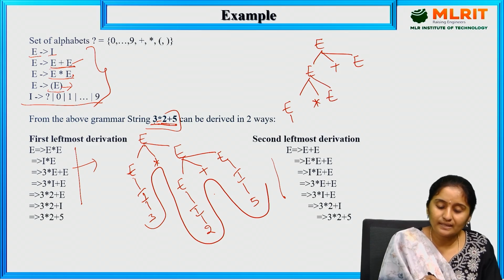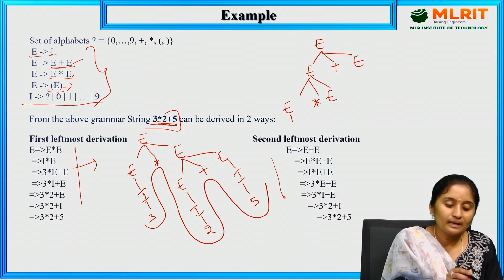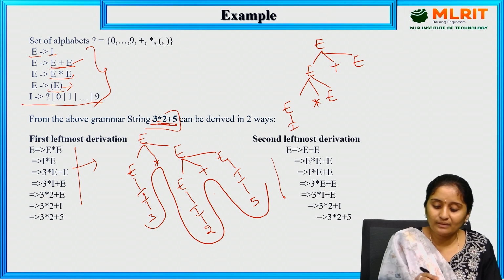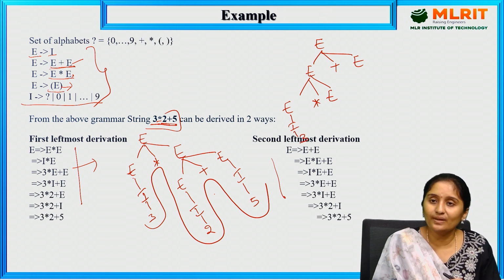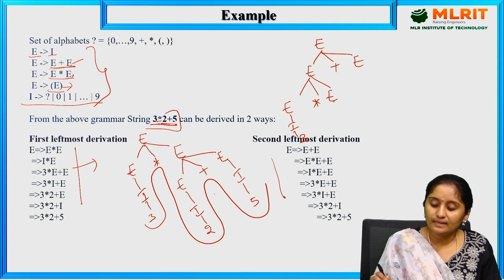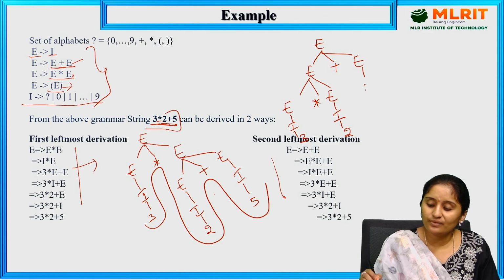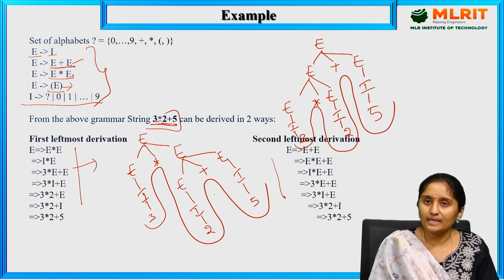The first E I can replace with... what is the next character I have? 3. So I can replace the E symbol before the star with I, and I is replaced with 3. So 3 star. The next E I can replace with I, and I is nothing but the character 2, an integer value, because in the given string it is 2. The next E is replaced with I, and I is pointing to 5. So nothing but 3 star 2 plus 5.